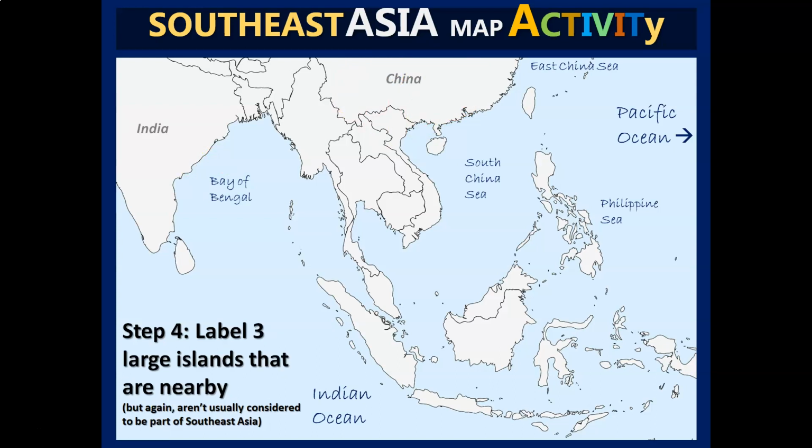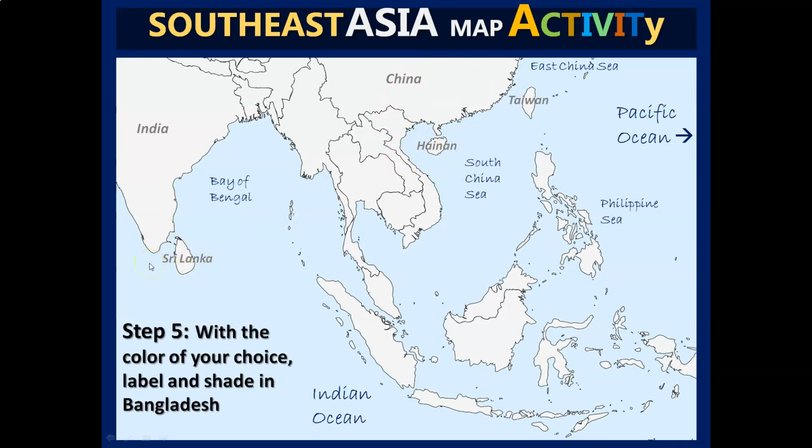When it comes to actual countries and large islands, let's start off with these islands here. First, we have Taiwan and Hainan right over here, and then Sri Lanka, which is off the coast of India, down here. Now let's get to the countries. With the color of your choice, label and shade in Bangladesh. Bangladesh is located right up here.